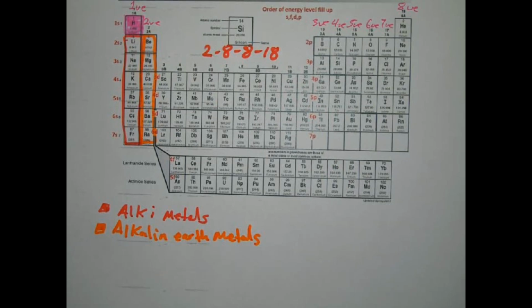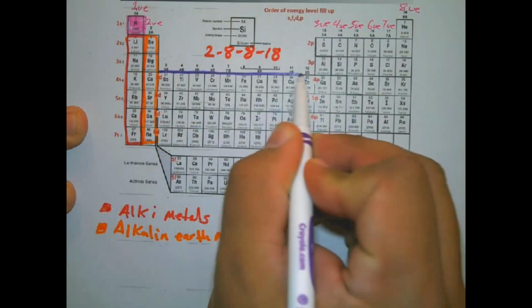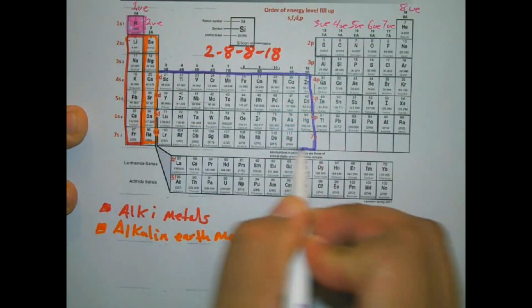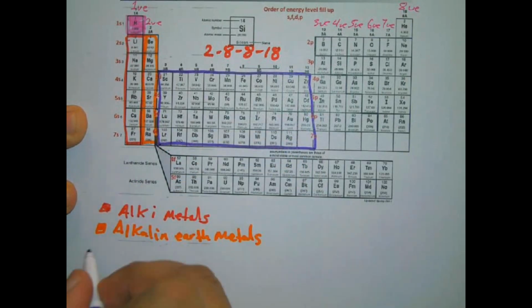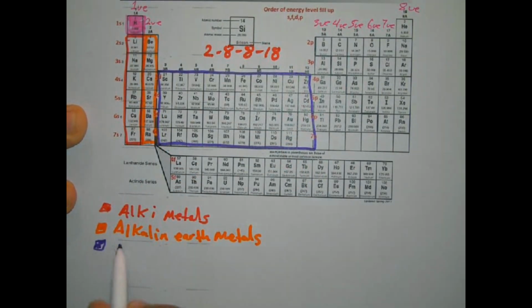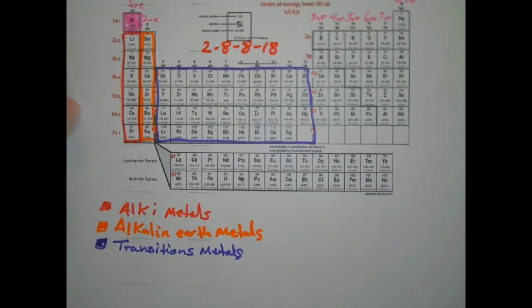Now we have a big group here, okay? We're going to look at the D's here, 3 through 12, the entire box, okay? 3 through 12. These guys are what we call your transition metals, okay? Those are your transition metals.